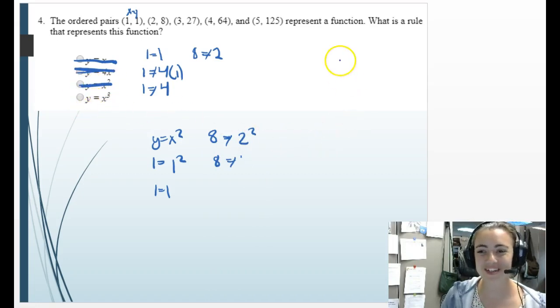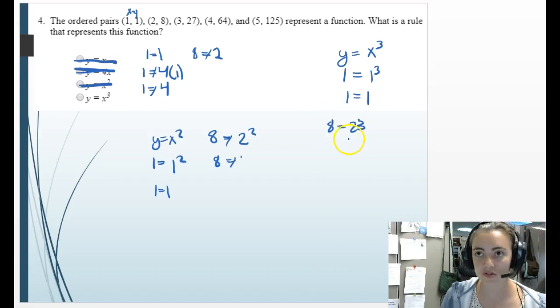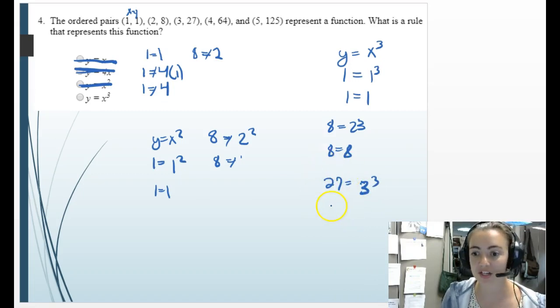I hope the last one works. Let's see, y is equal to x to the third. So when 1 and 1, we'll substitute that in. Well, 1 cubed is 1. All right, what about the next one? 2 and 8. 8 is equal to 2 cubed. That's 2 times 2 times 2. That is 8. 3 and 27. 27 is equal to 3 cubed. 3 times 3 times 3. 3 times 3 is 9. Times 3 is 27. This is looking promising.